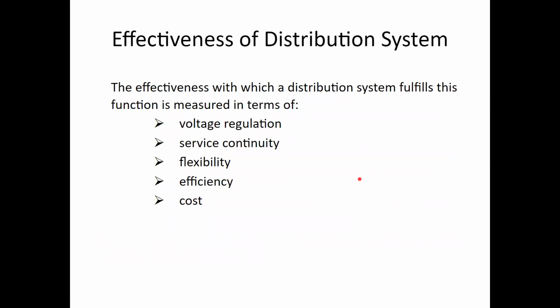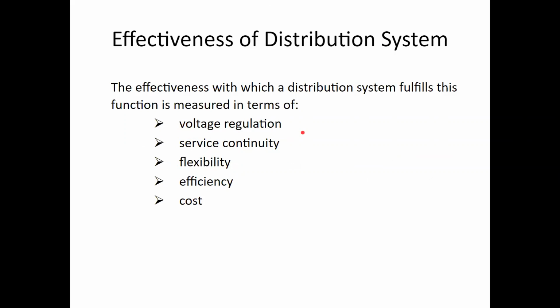Now coming to the last part of the introduction, that is, what are the qualities required for a distribution system. For a distribution system to be good, there are a lot of qualities required, but there are 5 important parameters used for the measurement of effectiveness of a distribution system. First one, like in transmission, here also voltage regulation is really important.